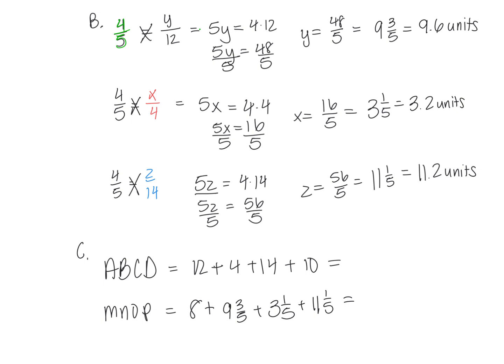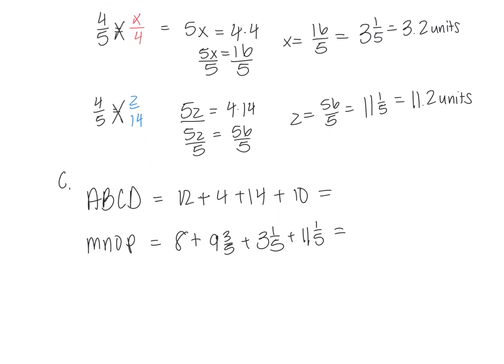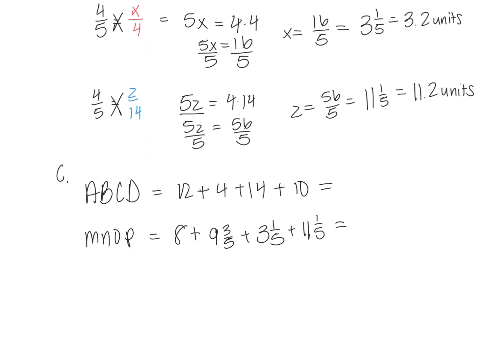All right, adding them. If you added A, B, C, D, what did you get? I don't even know how to add that. Good. If you add M, N, O, P, what would you get? Add the whole numbers first. All right, adding these, you get 32.